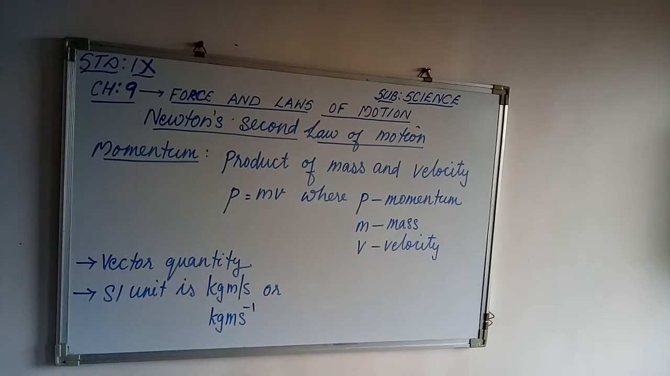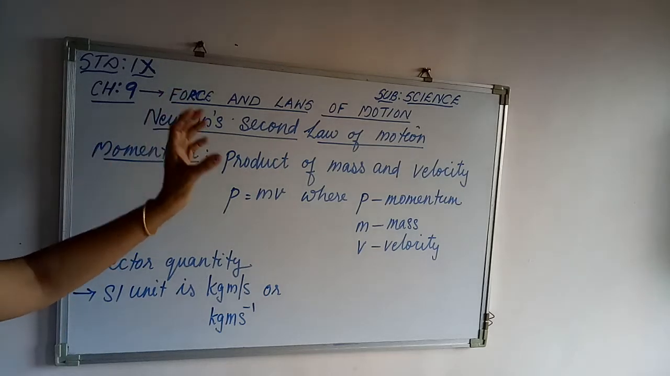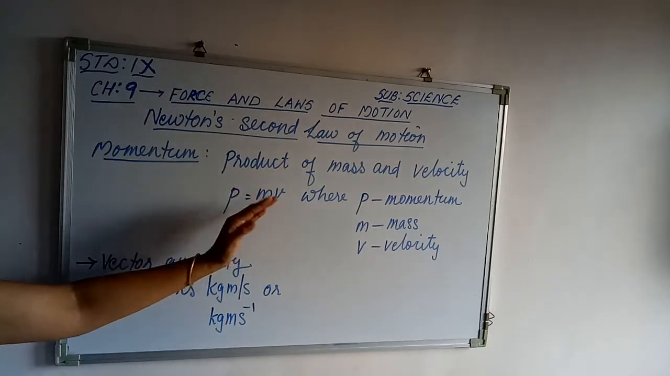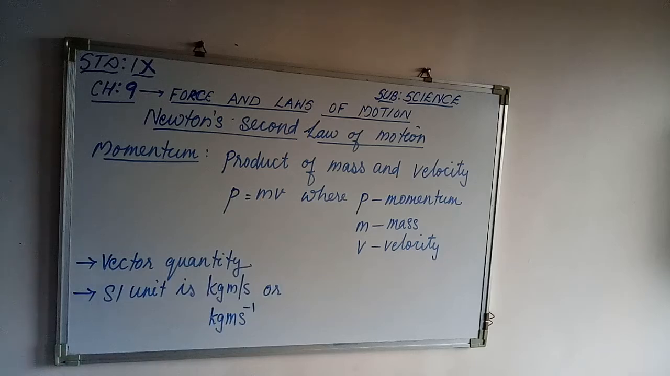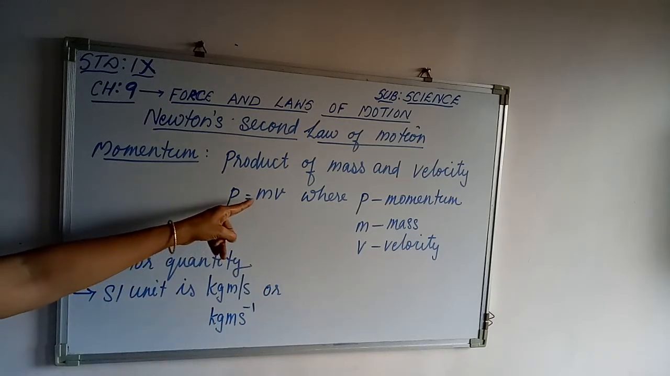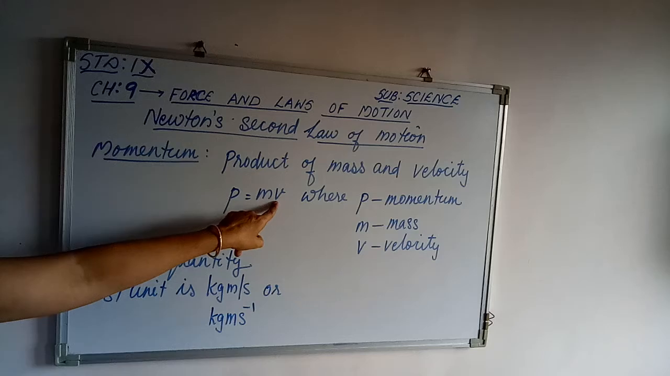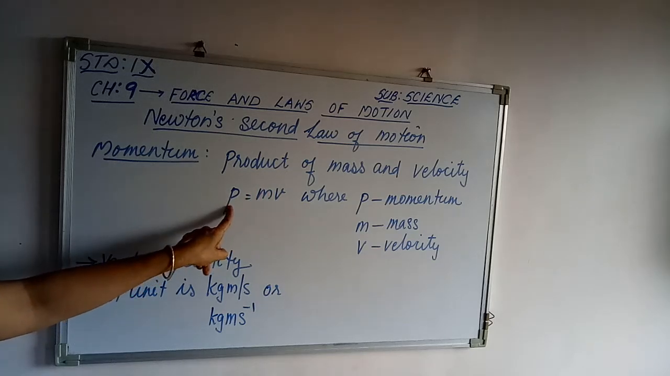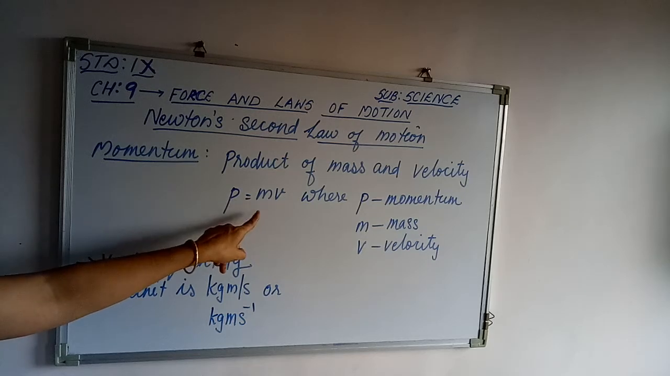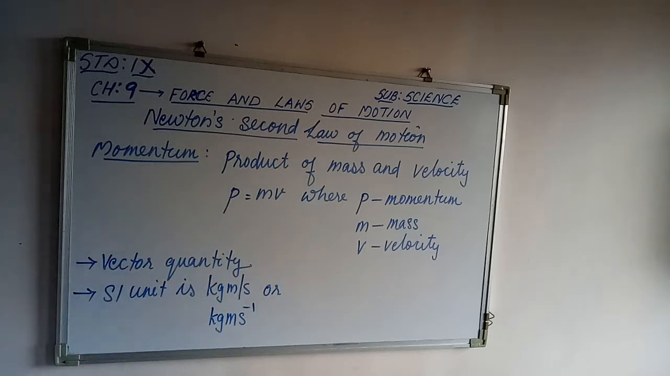We know that an unbalanced force can change the velocity of an object. We have seen that when you exert an unbalanced force on an object, the velocity of the object will change. So from this formula we know that when the velocity of the object changes, there will be a change in the momentum. So we can say that an unbalanced force can make a change in the momentum of that object.